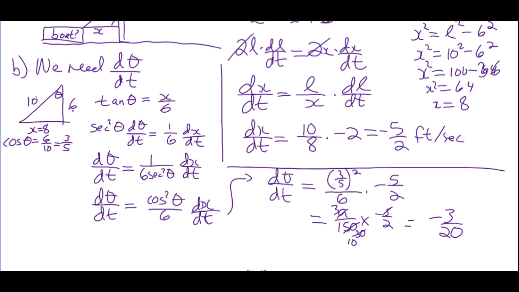And it's an angle that's changing, right? So it's going to be radians per how fast? We're doing it in seconds, right? We're holding it in seconds. So negative 3/20ths of a radian per second. And that will work.